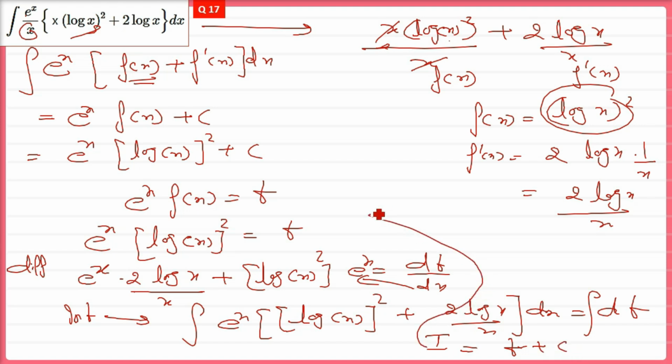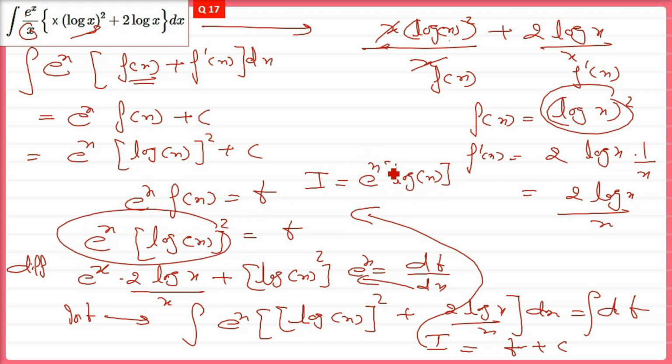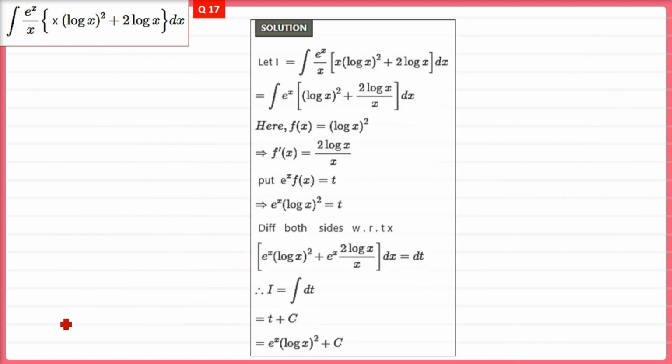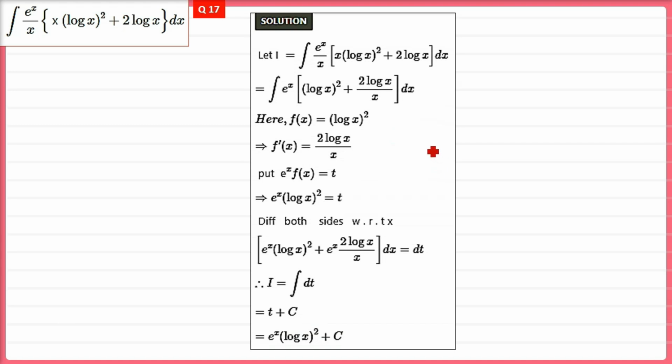So I am writing the answer here now. I will be equal to, what is t? We assumed t to be e^x (log x)^2. So e^x (log x)^2, you can just square it, plus a constant of integration. From here to here is your final result. You could have stopped earlier also, but if you need more explanation, then this whole solution has to be done. Only applying the formula will not get you to the proper position.